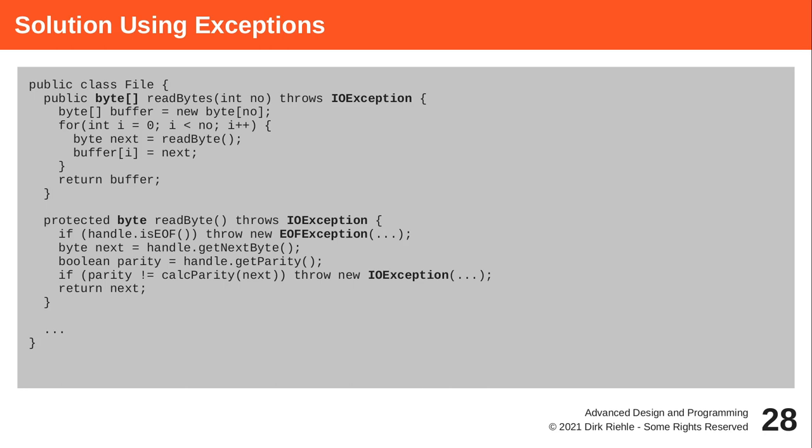And the read bytes method only lets the exception pass through, meaning it just does not get in the way of signaling. It doesn't catch it, doesn't rethrow it. It's not detecting, it's just signaling by not doing anything about it. So the caller to read bytes now receives the IO exception and has to deal with it. And so again, it's much cleaner code in that the error detection that leads to the exception object, in terms of code, is not interfering with the normal processing.